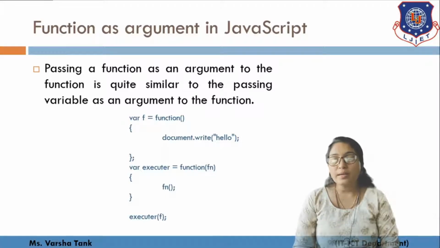To execute it you have to write executor f. That means you are calling this executor, passing this function as an argument. So what will happen? It will execute this and write hello in your window. That means hello will be displayed in your window. So this is the example of function as an argument.